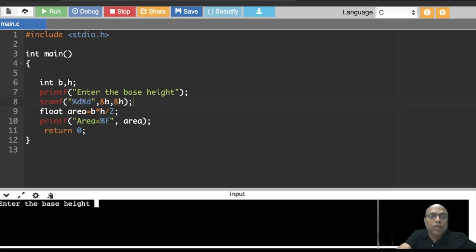I'm going to put here right now in this case 3 and 7. With 3 and 7, what should I get? What is the answer I should get? 21 by 2. How much is 21 by 2? I'm supposed to get 10.5. But what's the answer I'm going to get?